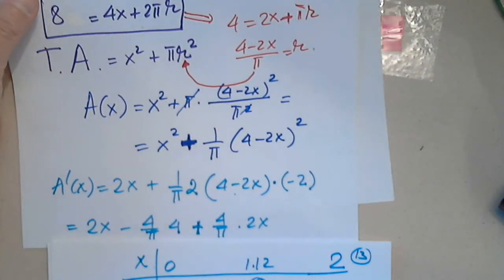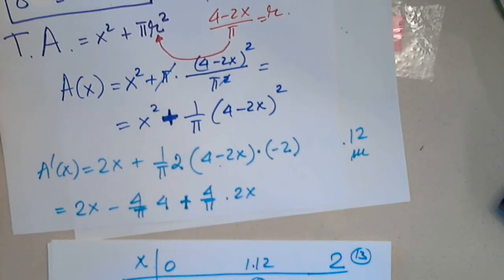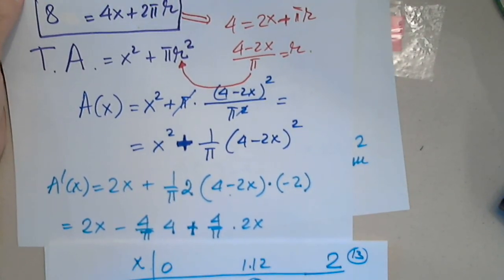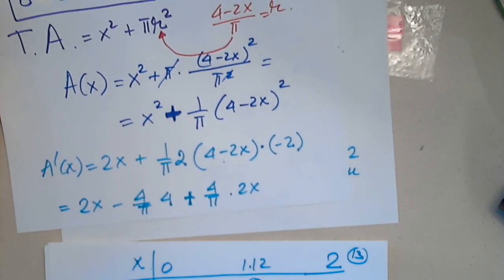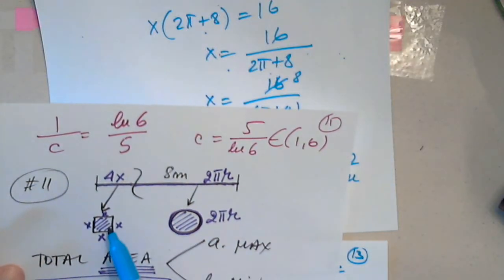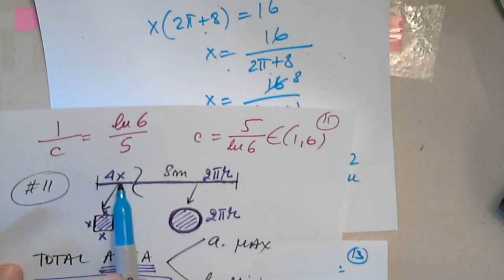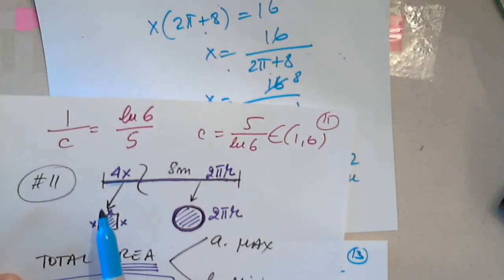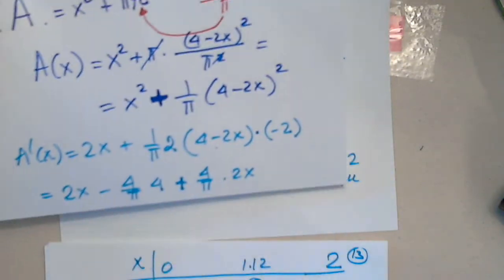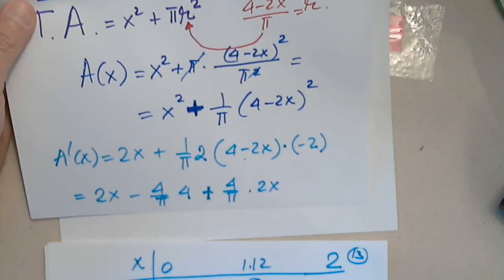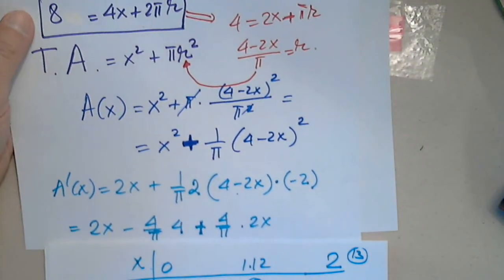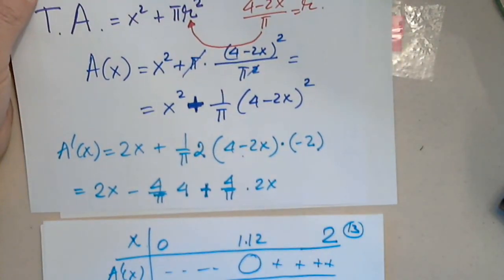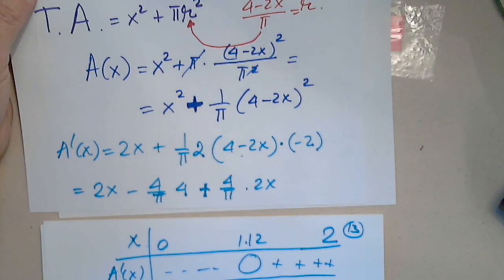So I study the sign, I have the derivative, now the question one more time: how much wire should be used for the square? In other words, how long should 4x be to maximize the total area? So, as we see, this will create a minimum.